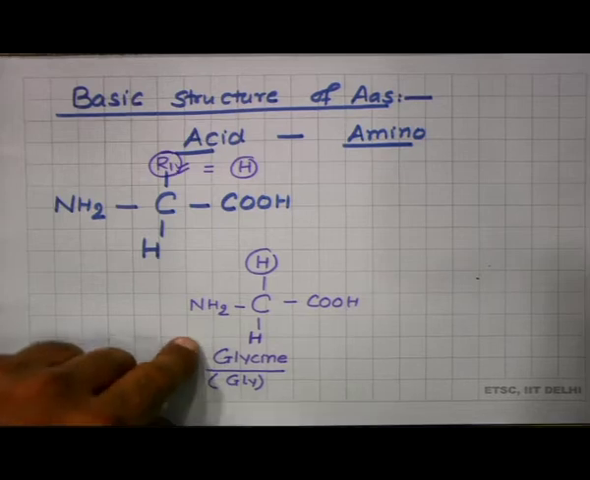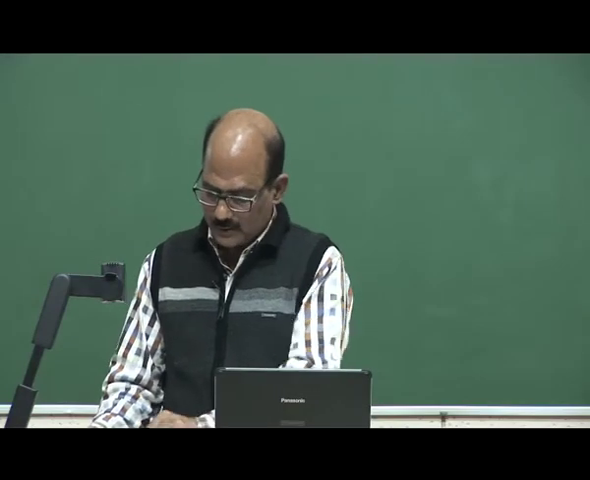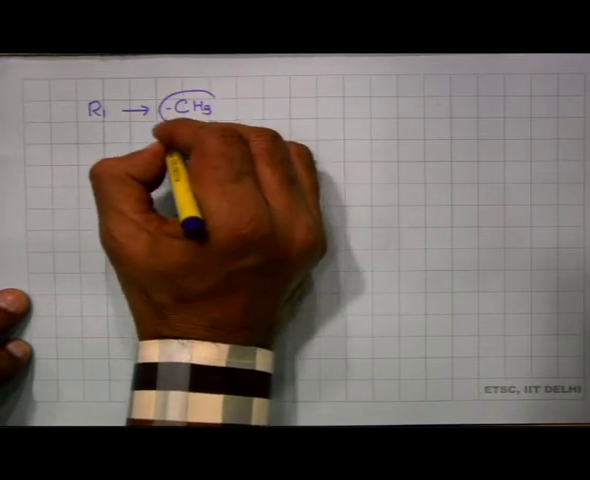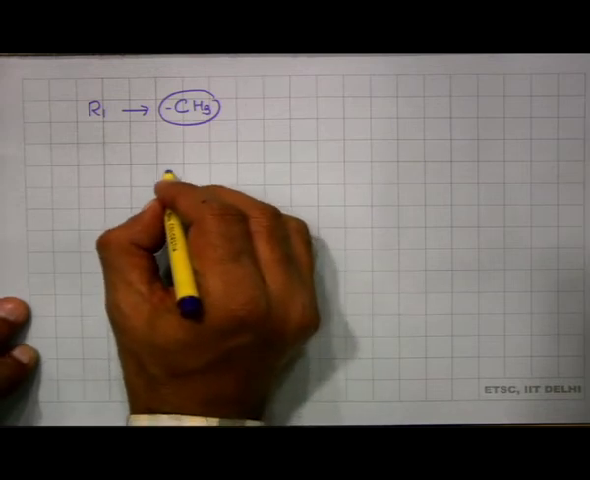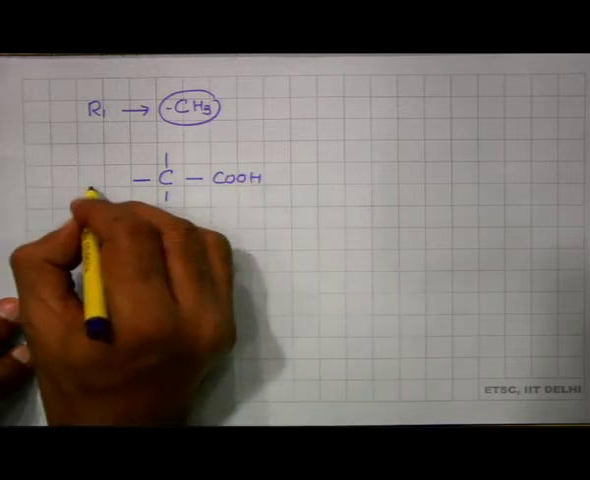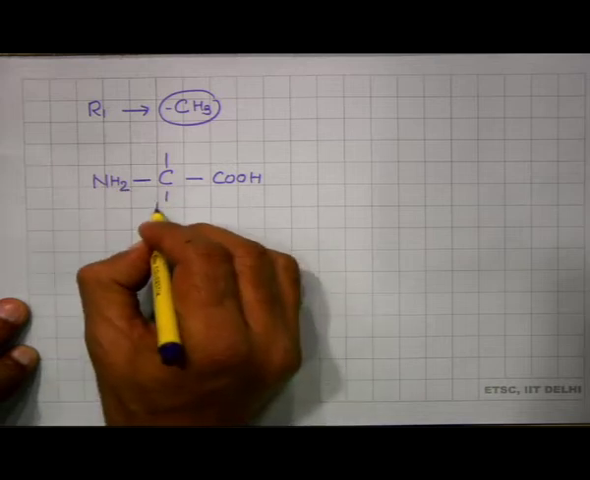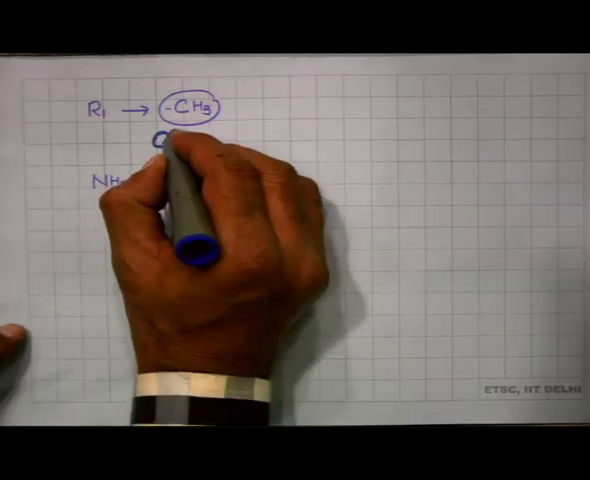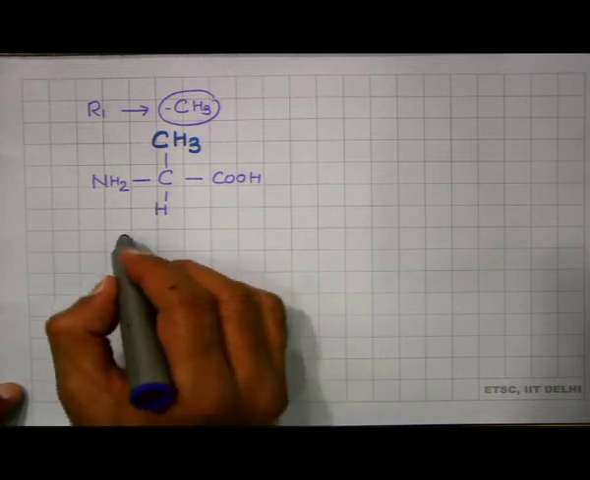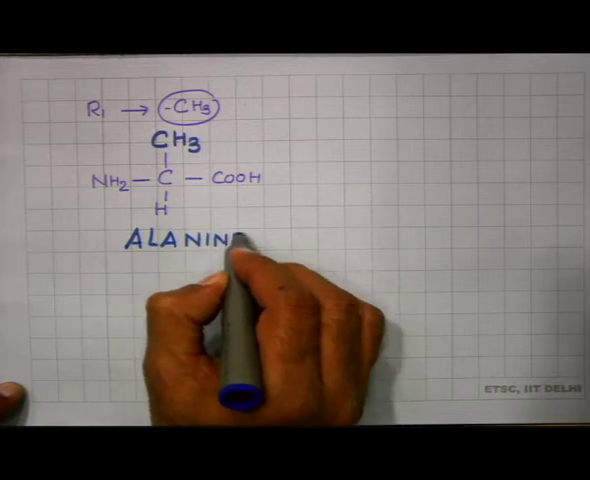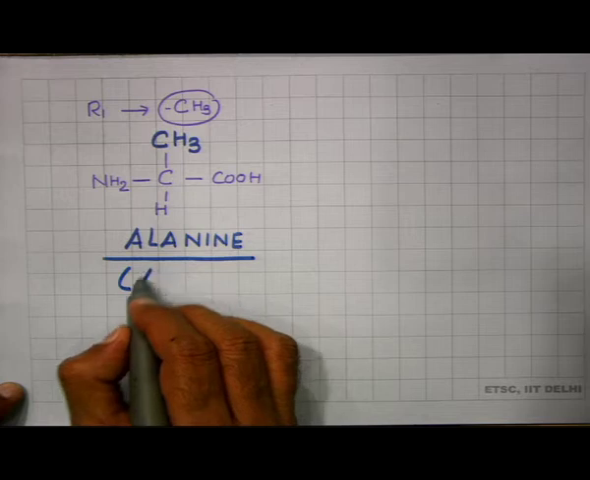Next, if the R1 is substituted by CH3, that is methyl group, just see this is the basic form: COOH, here NH2, H is there. Now, if this here is R1, R1 is substituted by CH3. Now, this is the amino acid called alanine, and its abbreviation is ALA.